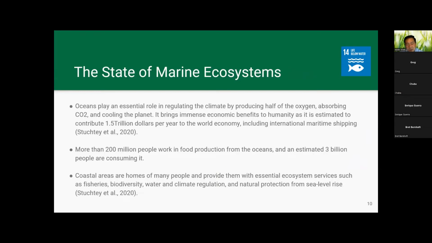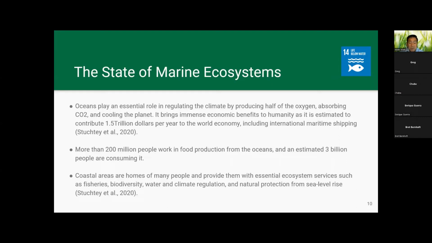Now we talk about marine ecosystems. So oceans. We had one presentation on the ocean and the carbon cycle before. Oceans play an essential role in regulating the climate. They produce half the oxygen, absorb maybe 1/3 of the CO2, and cool the planet. They bring immense economic benefit to humanity, and are estimated to contribute maybe $1.5 trillion per year to the world economy.